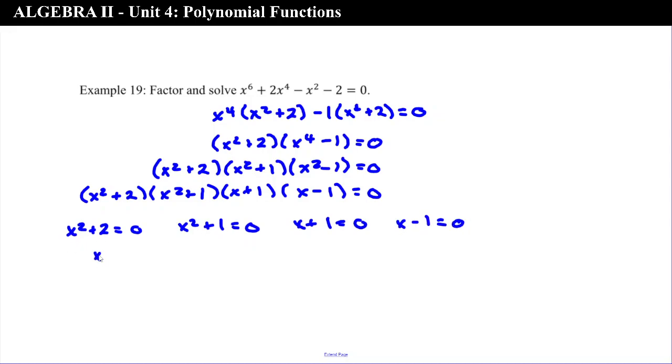So we subtract 2 from each side on the first one, and we get x equals plus or minus i square root of 2. We subtract 1 from each side on the next one, and we take the square root of each side, and we get plus or minus i. And then this one, we subtract 1, we get x equals negative 1, add 1 on this one, we get x equals 1. So the highest power in this one was 6. We'd expect at most 6 answers, and that's what we got. We got 2 real solutions and 4 imaginary solutions.